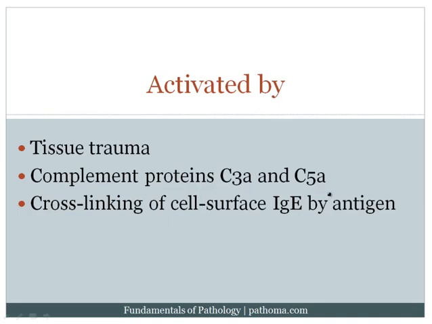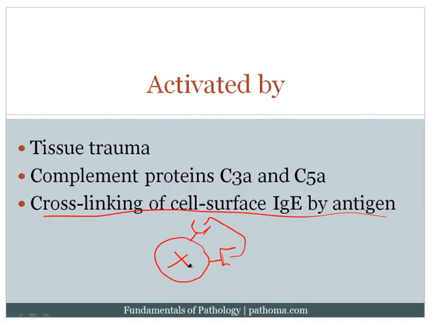And the third way by which mast cells can be activated, and perhaps the one that we're most familiar with, is cross-linking of surface IgE by antigen. So the idea here is that you've got a mast cell, and we know that mast cells express IgE on their surface, and so here's one IgE molecule, and here's another IgE molecule, and if an antigen comes by and cross-links these two IgE molecules, that then activates the mast cell.